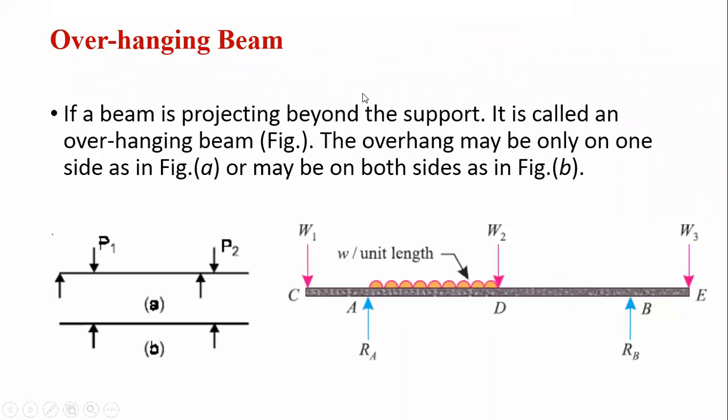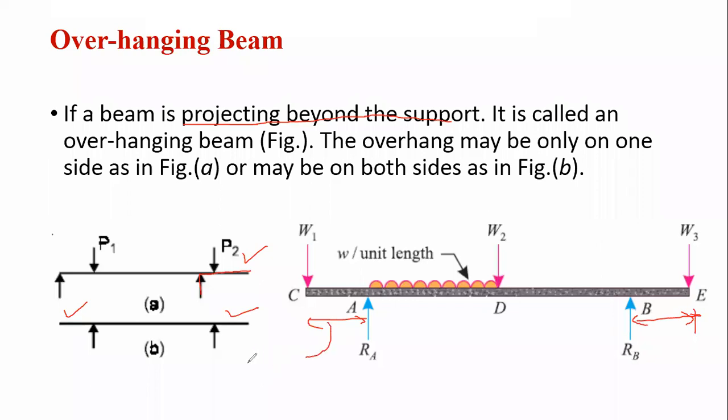Next is the overhang beam. If the beam is projected beyond the support, it's called overhang. The overhang may be for one side or for both sides. If you see here, if we are projecting this beam beyond the support, that projection is called overhang. It may be provided to one side or to both sides. This one is the overhang on one side, and this one is the overhang projected to both sides.